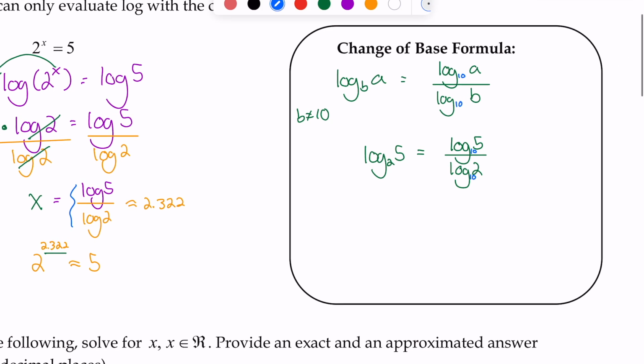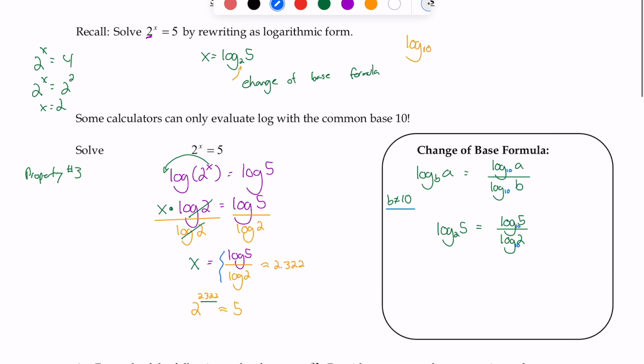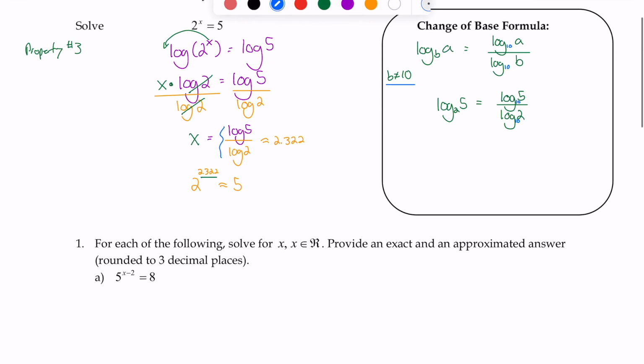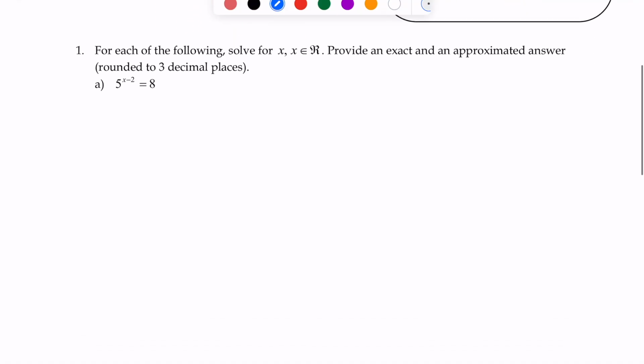So whenever you're asked to solve a logarithm and the base is not 10, you need to use your change of base formula, if your calculator does not have the ability to specify a different logarithm base. Okay, so let's get into examples.